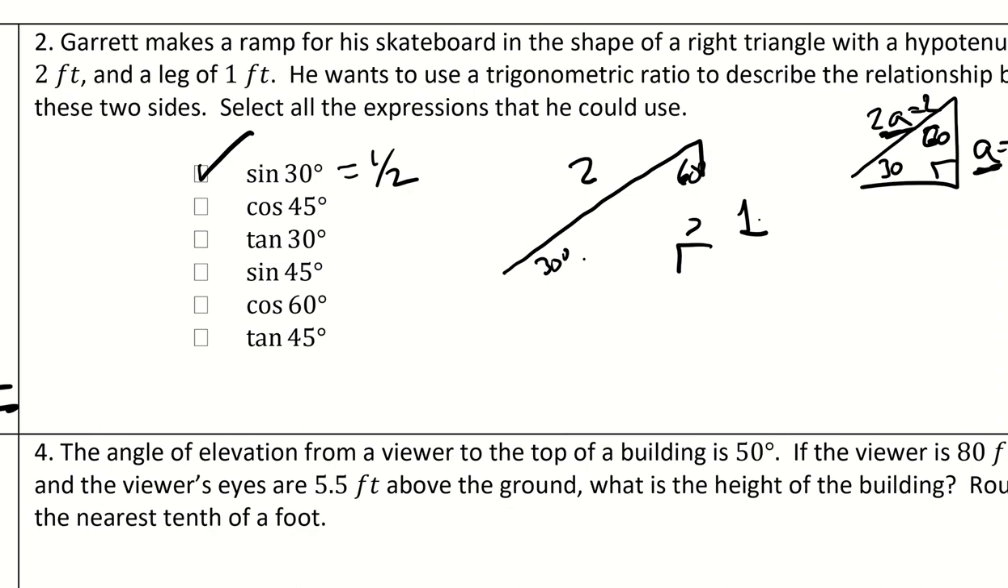Let me draw this triangle again. If I were to do cosine, this is not a 45-degree triangle. This is 30. And tan of 30 is opposite over adjacent. We don't have the adjacent, right? So we're not going to use that. We're not going to use a 45-degree angle either. Let's do cosine of 60. Adjacent over hypotenuse. Yeah, so it's going to be 1/2. That's true. Tangent of 45, we're not using that angle. So those are your two answers.